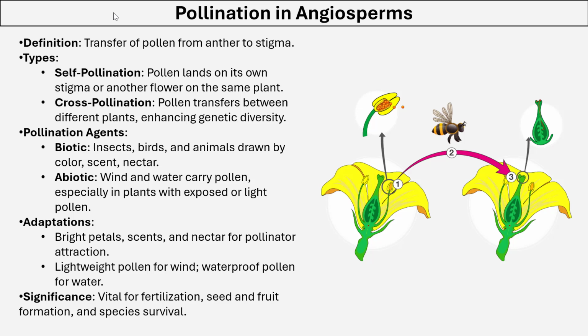There are different agents that contribute to this pollination process: biotic or living factors such as insects, birds, animals, and abiotic factors which are non-living factors such as wind or water. Now, plants have undergone several adaptations for this pollination process. For example, they have brightly colored petals, scents, and nectar to attract insects or birds, and they have lightweight pollen for wind or water dispersal of pollens.